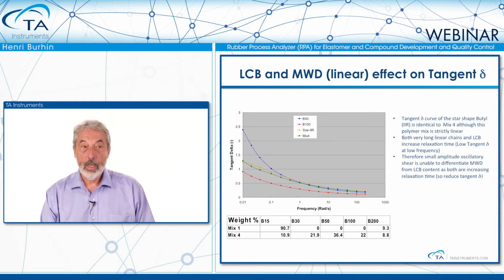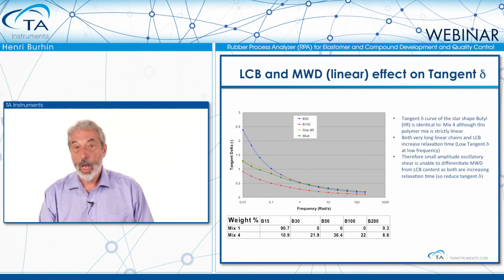So in this case, the star-shaped butyl is a very particular way of putting branching in a polymer.